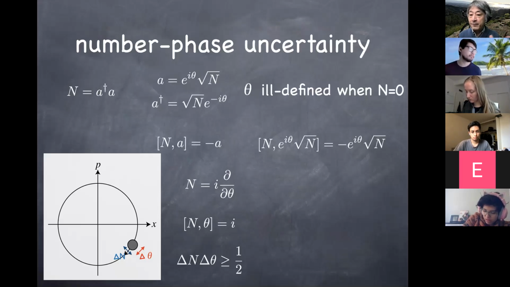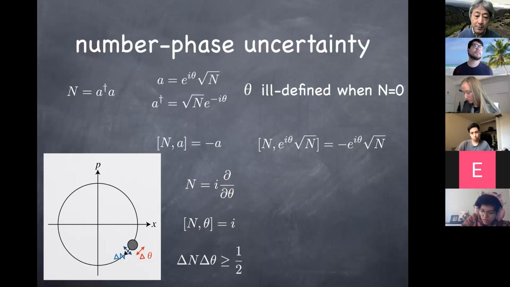If the phase is not well-defined, you don't expect to see the fringe pattern, because the fringe pattern is the difference in phases between two waves, right? And in order to have coherence, you need to have somewhat well-defined theta. But in order to have well-defined theta, you need to have uncertainty in n. So you need to sacrifice well-defined number in favor of getting well-defined phase. And that's what this number-phase uncertainty principle is telling you.